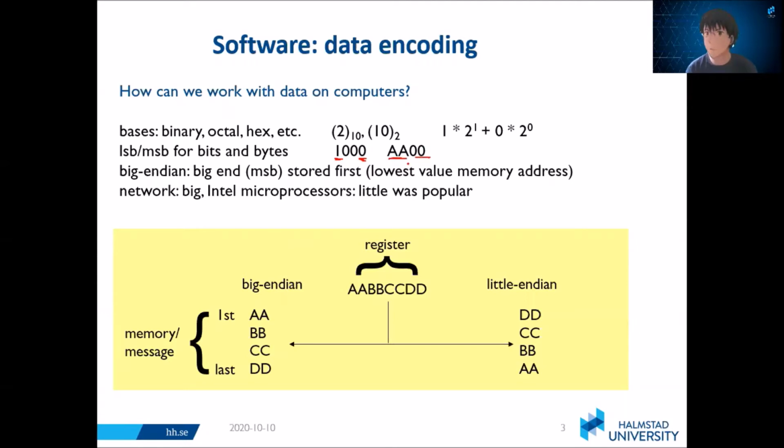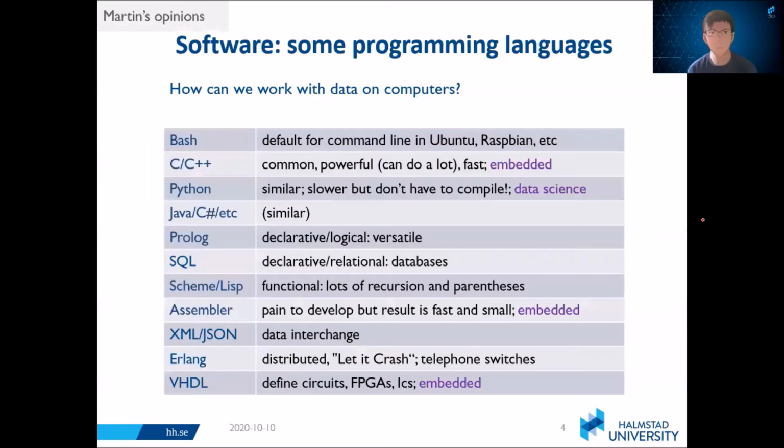And there's orders in which data are stored or sent. This is like serialization stuff. One order is called big endian, and this means that the biggest byte is stored in the lowest memory location, so it's stored first. So for example, here, if we have this string over here, then the most significant byte would be stored first. In little endian, however, the least significant byte is stored first. In networks, big endian was common. In Intel microprocessors, little endian was popular.